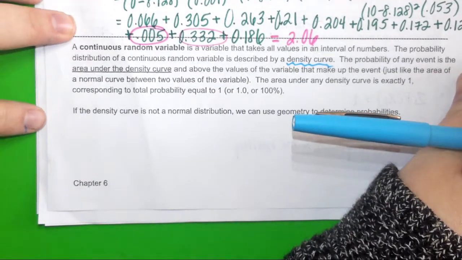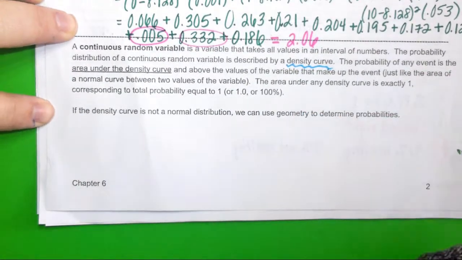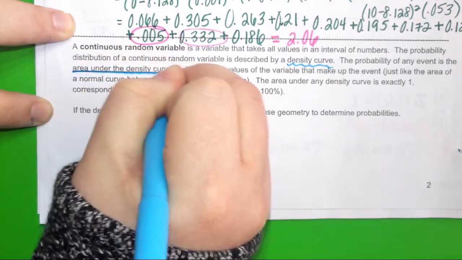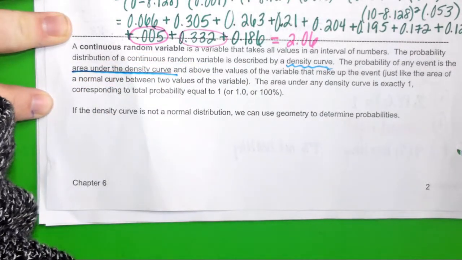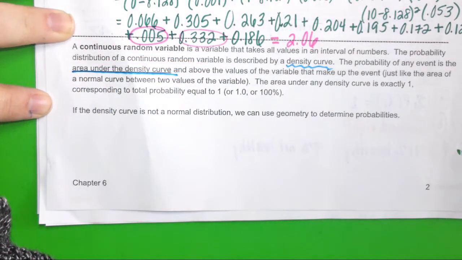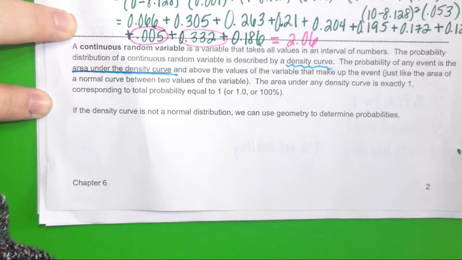The probability of any event, we can find that by calculating the area under the curve, which we've done. It's what we spent lots of time on in chapter 2. If it's a normal distribution, we're going to do z-scores exactly. That's what we're going to do in the next example, and do everything that we did in chapter 2.